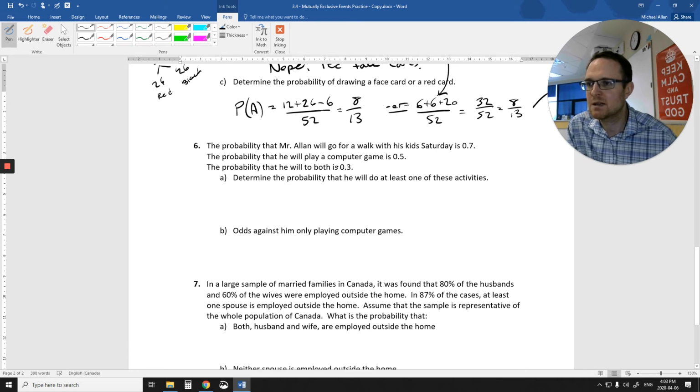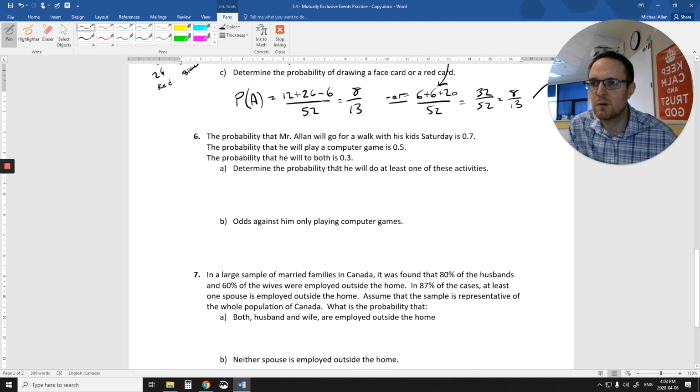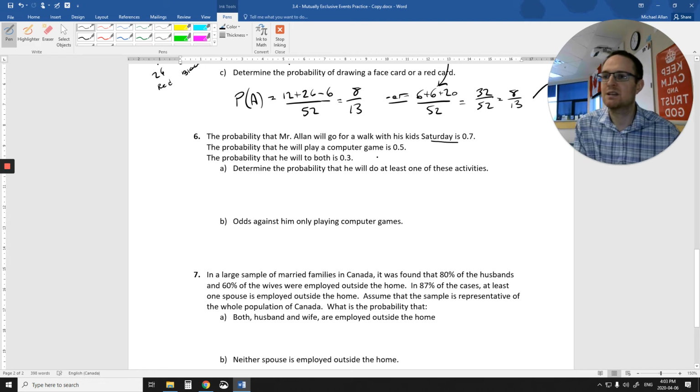Let's see what we have here. Mr. Allen goes for a walk with his kids on Saturday 70% of the time, or 0.7. He'll play a computer game 50% of the time. This is on Saturday, right? Yeah. The probability that he'll do both is 30%. What's the probability he'll at least do one of these activities?